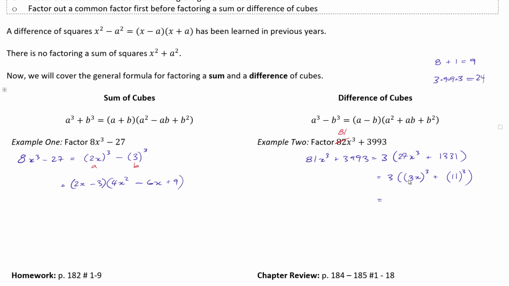Okay, and then we can just do 3 and then follow our pattern here in the sum of cubes. 3x plus 11, right, and then bracket 9x squared minus 33x plus 121. Okay, and now we have sufficiently factored our sum of cubes.